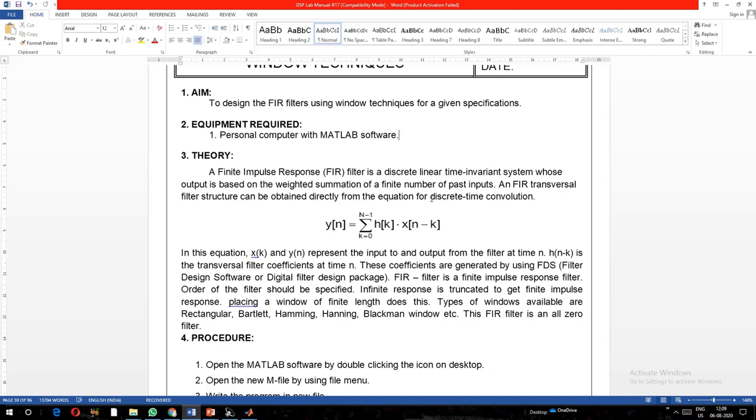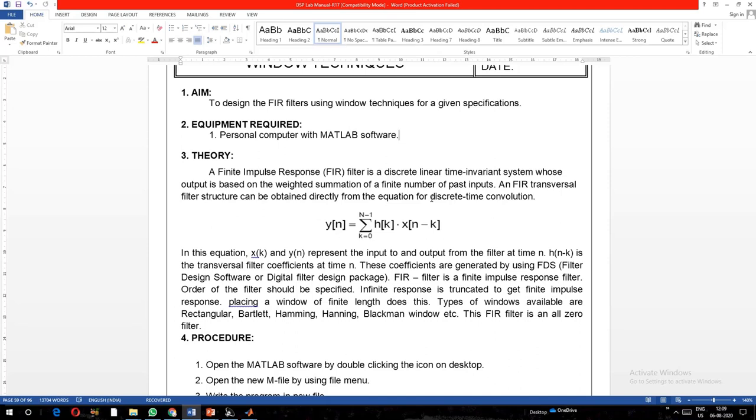y of n is equal to the sum over k equal to 0 to n minus 1 of h of k into x of n minus k, where x represents the input and y represents the output from the filter at time n. h of k is the transversal filter coefficient.